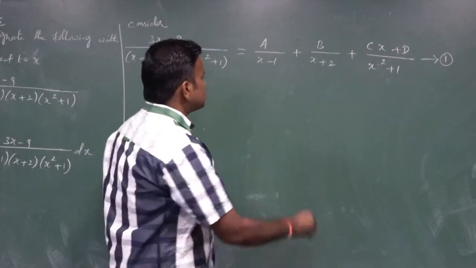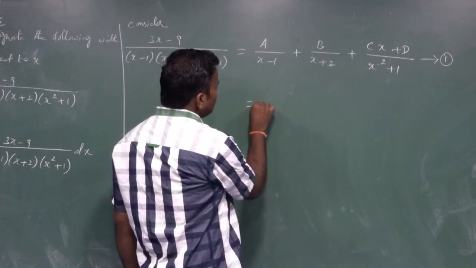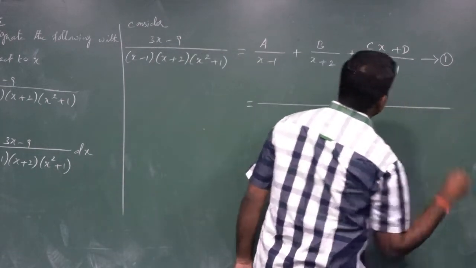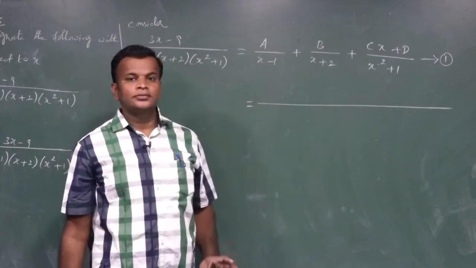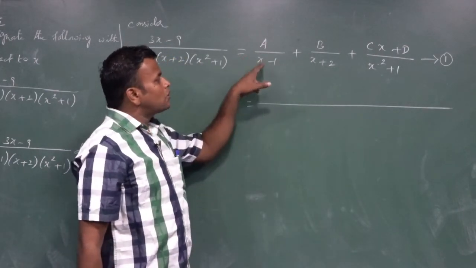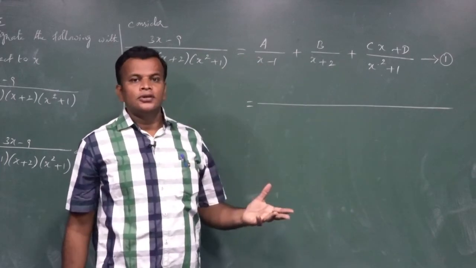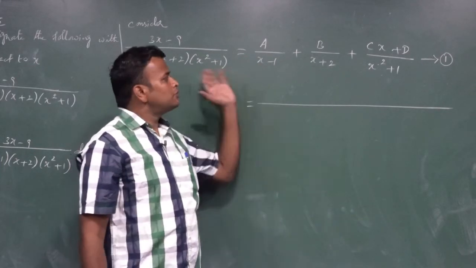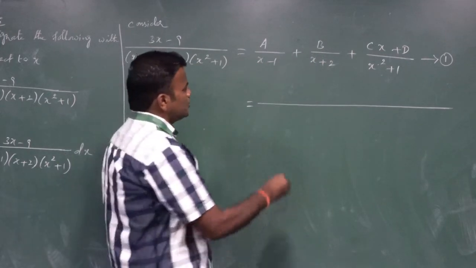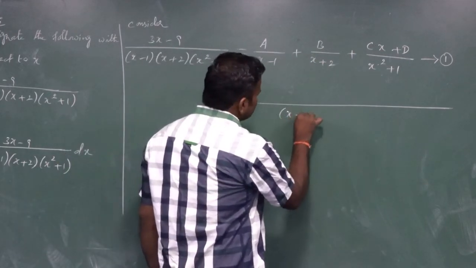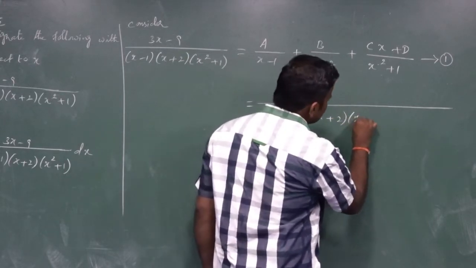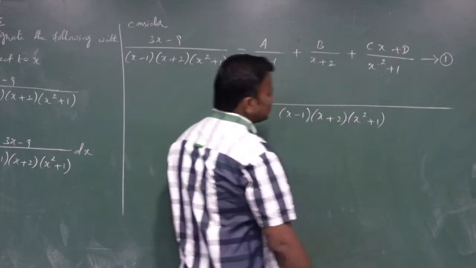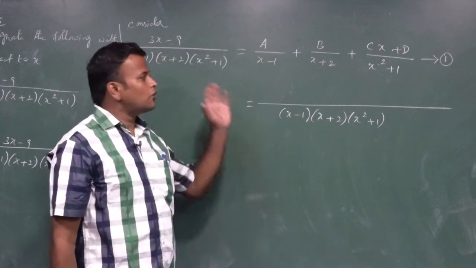The next step is to find the unknown constants a, b, c and d. In this process, we take the LCM of the denominators. What is the LCM of the denominators? You see all the 3 terms are different, so we multiply all the 3 terms: x minus 1, x plus 2, x square plus 1. So this is the LCM of the denominator.